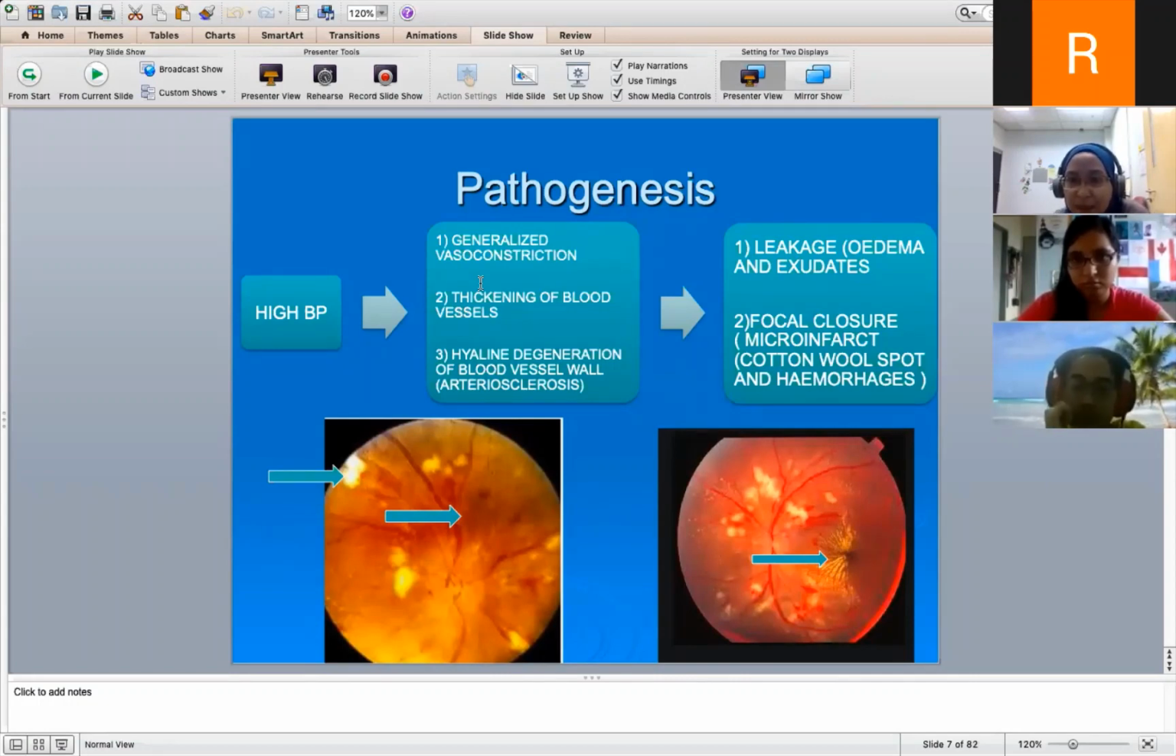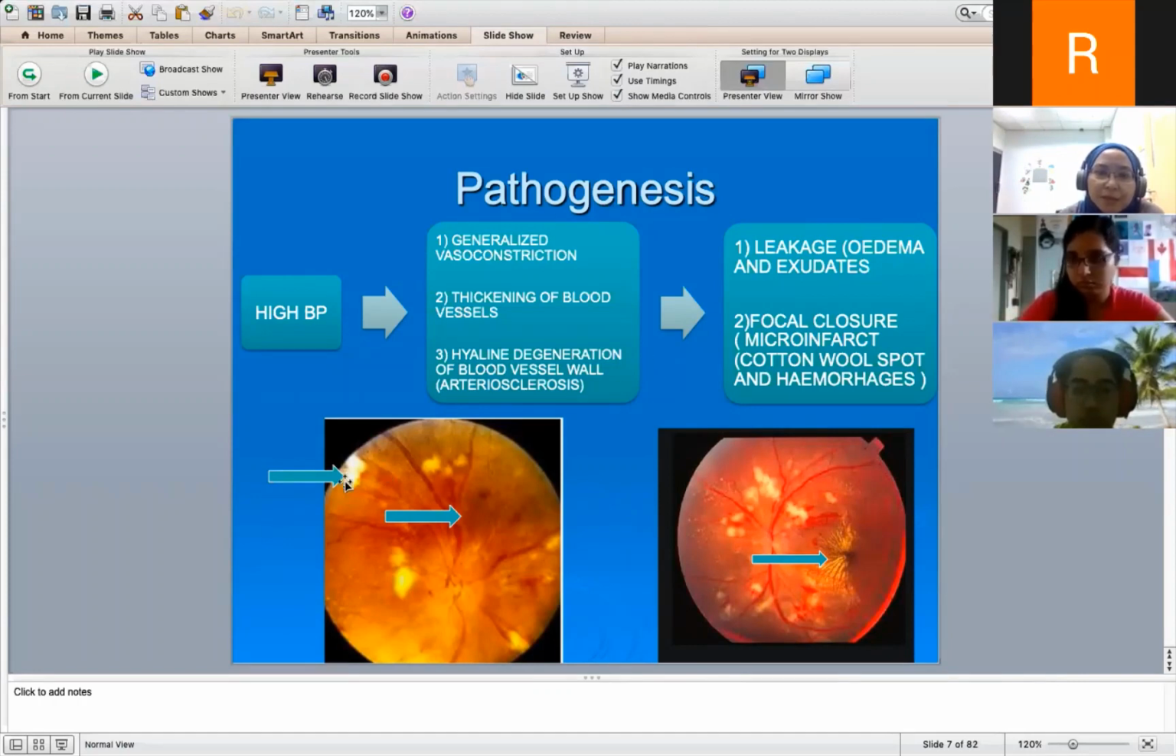Another thing that can happen is that when there are changes in the blood vessel wall, it can also cause changes in the flow of the blood. So it can also cause what we call a microinfarct. So you get a cotton wool spot at the retinal layer. Remember your 10 layers of the retina, your blood vessels lie on the surface, on the nerve fiber layer. So all hypertensive changes mainly occur at that nerve fiber layer region.